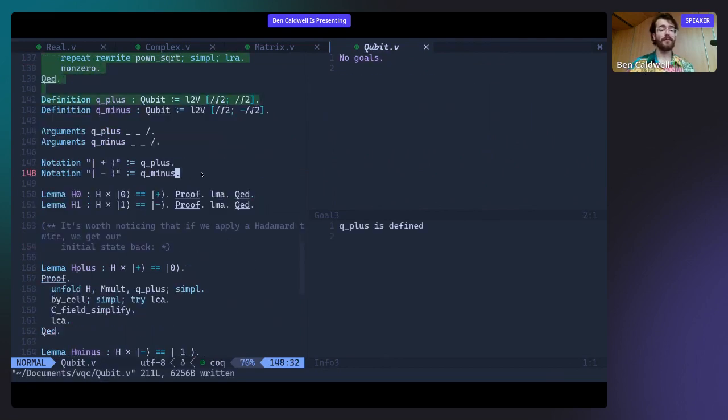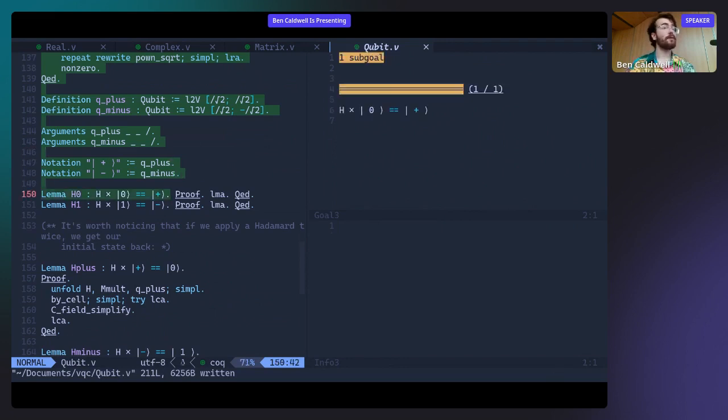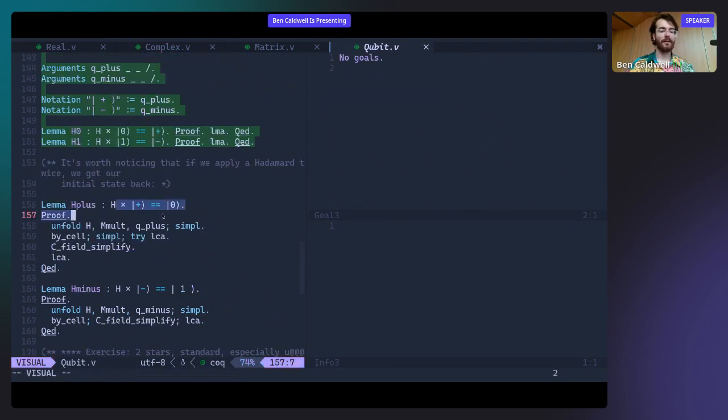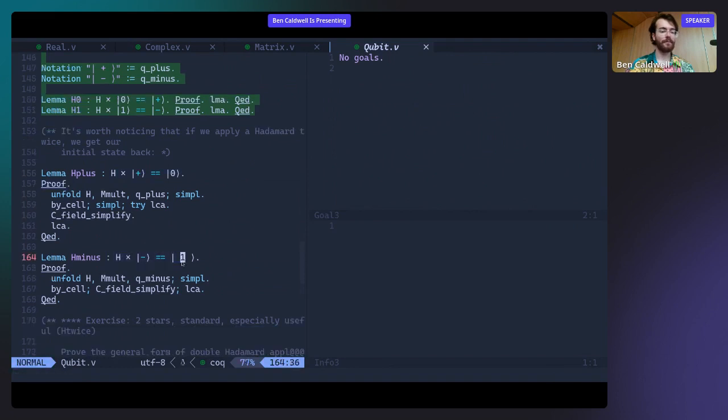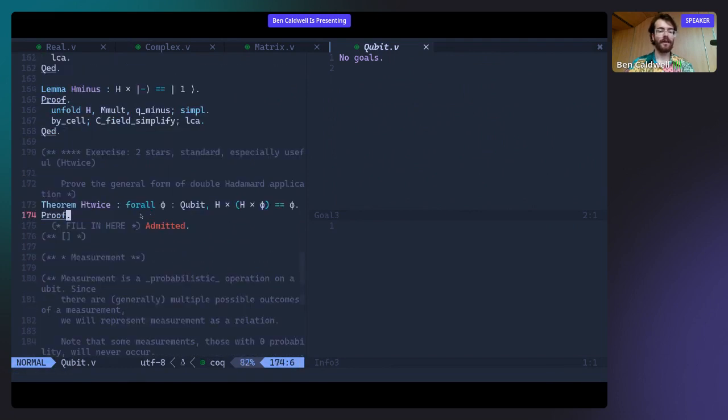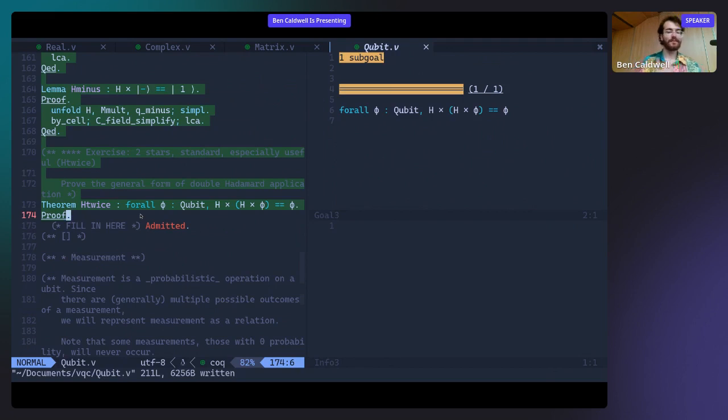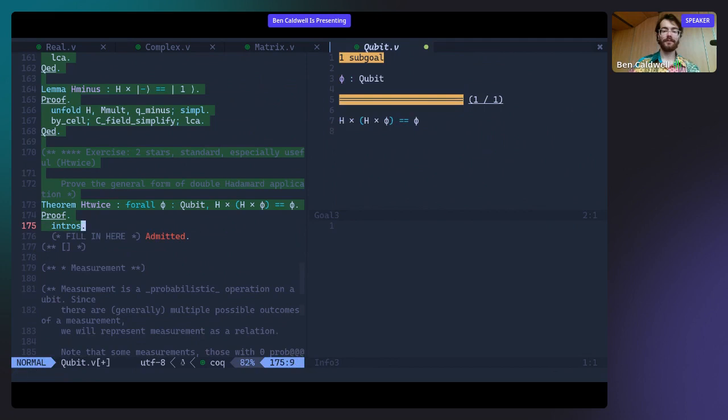So then we start to be able to talk about, okay, well, we have our Brockhead notation, we can have plus and minus. And we can talk about how Hadamard operates on the basis states. Right, so we can note, okay, well, Hadamard on plus gives us 0, Hadamard on minus gives us 1. And we can show, okay, well, Hadamard twice is going to be a self-inverse, or it's going to give us back the original qubit, right? And so, does anybody have a short idea on how we might want to approach this? Because this is for arbitrary qubits.